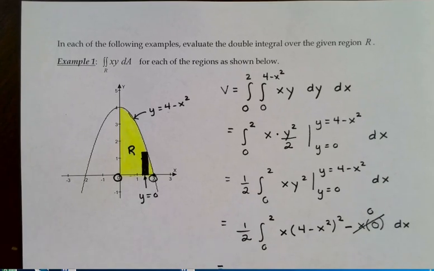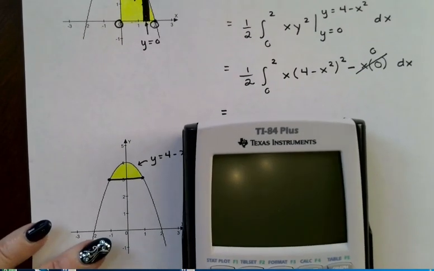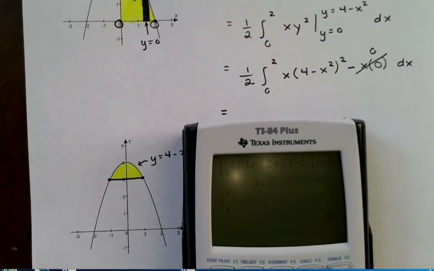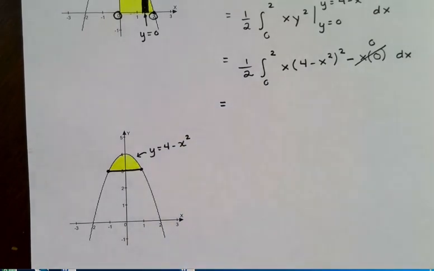And then I'll finish this up on my calculator. I'll put the whole thing in right at once. I've got 1/2 or 0.5 times the integral of, let's see, 0 to 2, and then my function. And I get 5.3 repeating. Always kind of nice when you can give an exact answer, so I just changed that to a fraction, and I got 16/3.